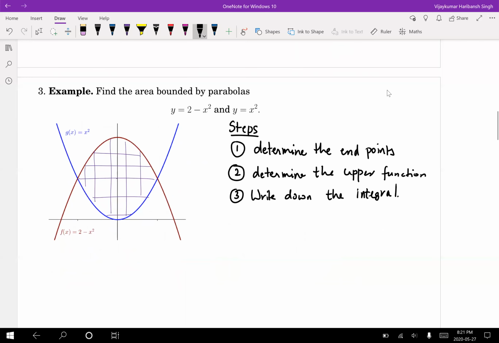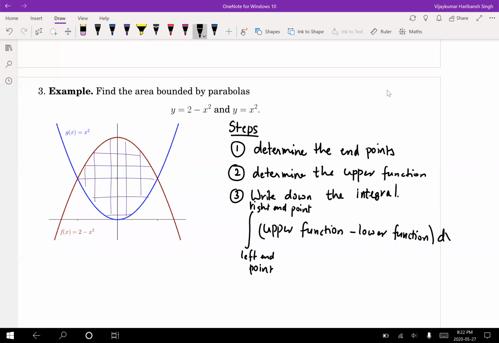So the integral will look like: left endpoint to right endpoint. So these are the limits. You have upper function minus lower function. And since you're integrating with respect to x, in this case it's dx. If you're integrating with respect to y, then it's dy.